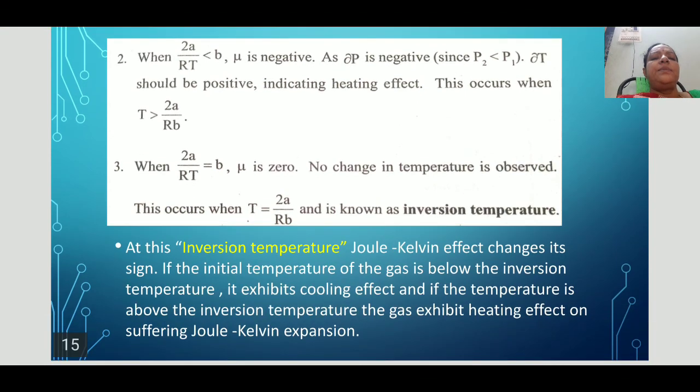Here, depending upon this inversion temperature, all gases show a cooling effect except hydrogen and helium. Why? Because, as we have just discussed, of the difference between the inversion temperature and the initial temperature. The initial temperatures of hydrogen and helium are above their inversion temperature, so those two gases show a heating effect. That is the reason.